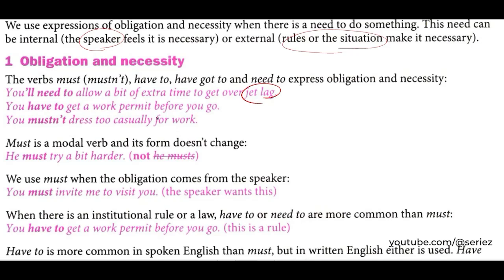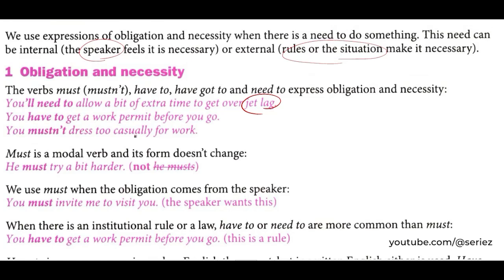You have to get a work permit before you go. قبل از اینکه بری باید مجوز کاری بگیری. Have to. You mustn't dress too casually for work. برای کار نباید خیلی کژوال لباس بپوشی. همونطور که می‌بینید همشون برای obligation و necessity هستن.